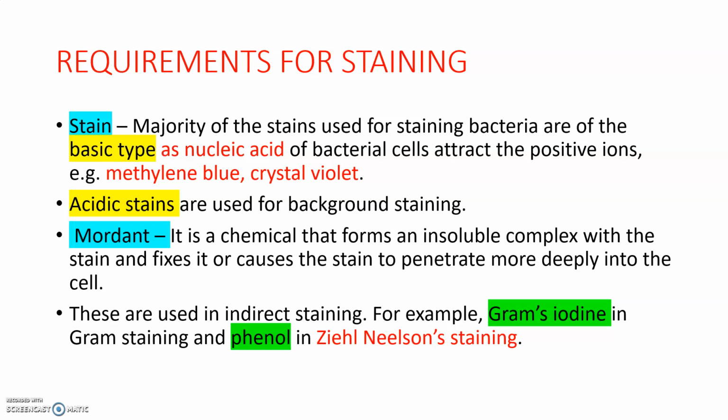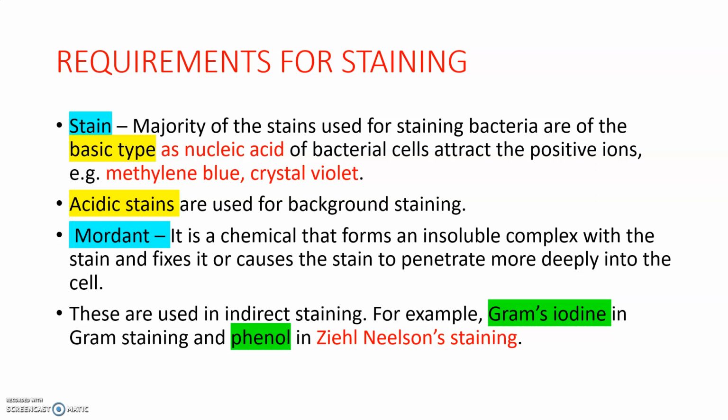The majority of the stains used for staining bacteria are of basic type, because the nucleic acids of the bacterial cell attract the positive ions. Example, methylene blue, crystal violet, etc. These are the basic type. Next is acidic stains. These acidic stains are used for background staining.